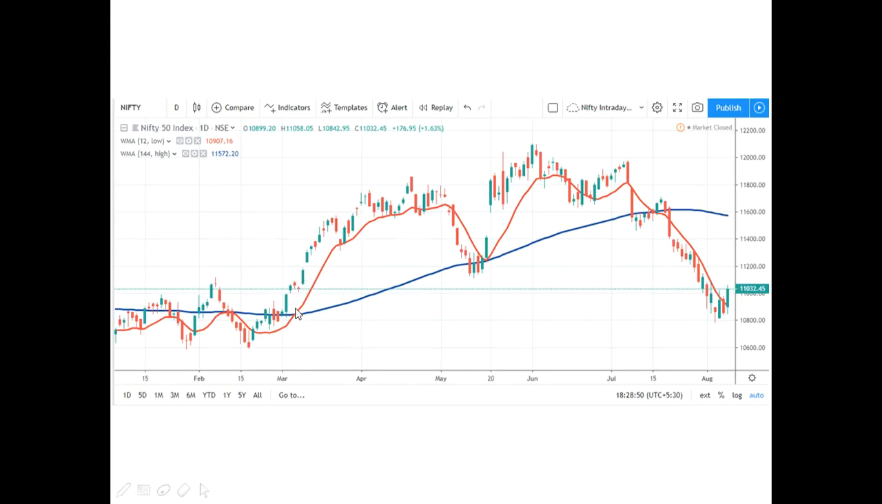So here is a selling point, we can see. We've actually applied two weighted moving averages on this specific candlestick chart. The red line is the 12 period moving average and the blue line is the 144 period moving average. This is a combination, and once you apply it to the chart, you can see the direction in which the candlestick is moving.